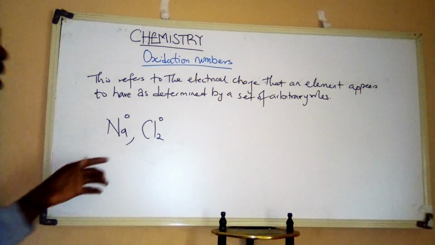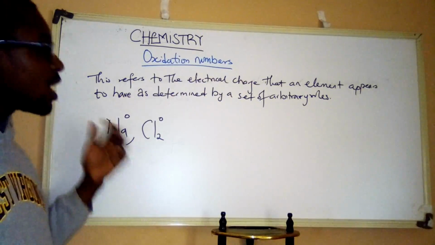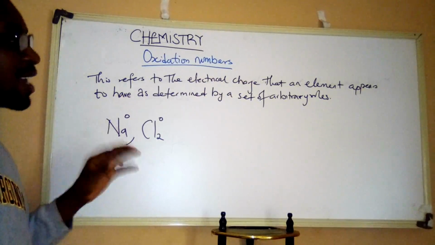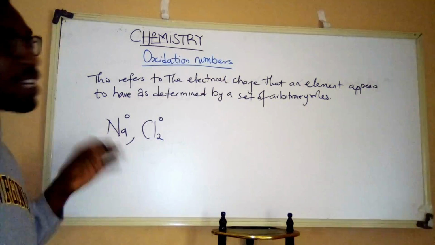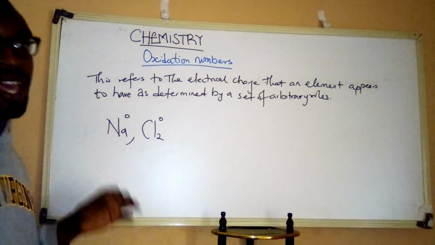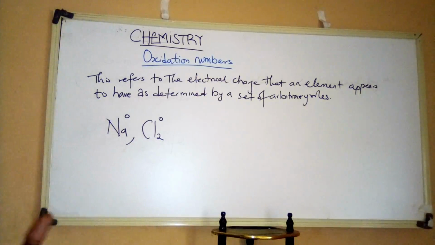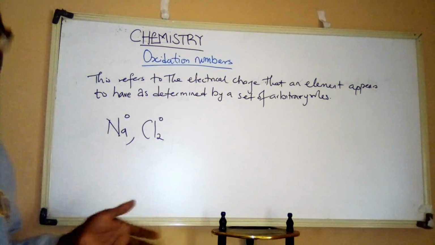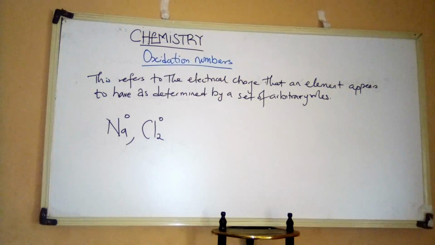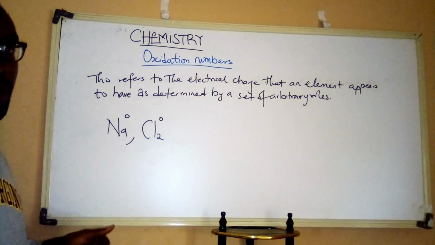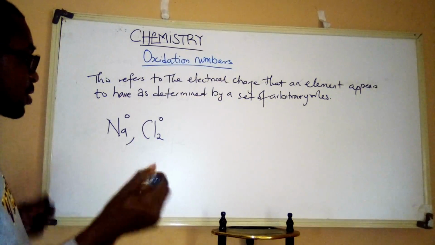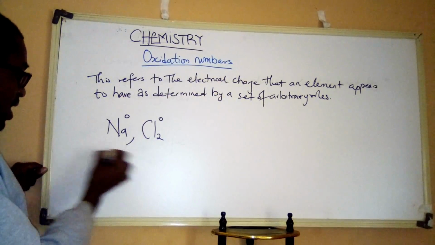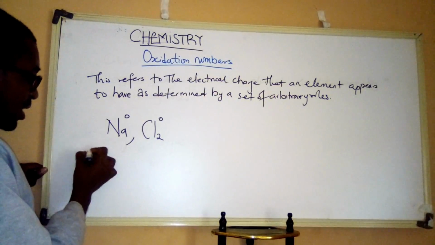Now, however, if an element occurs in a combined state, there are certain rules to determine the oxidation number of the element, especially if the element exhibits different oxidation numbers depending on the compound or the molecule involved. Now, the question is, how do you go about that?